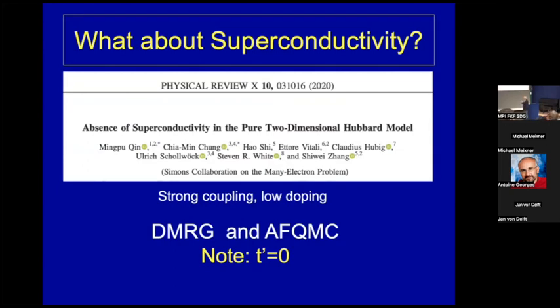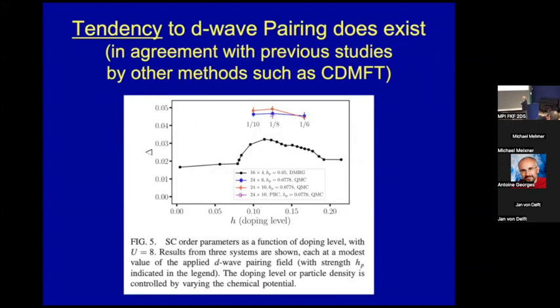So a couple of years ago appeared this paper, which is entitled Absence of Superconductivity in the Pure Two-Dimensional Hubbard Model. Absence here is an important word, and pure is another important word. Pure here, perhaps not the best adjective, is meant to mean T' equals 0. And absence is absence in most of the parameter space that was explored in that paper. And as you will see, there is still room for some discussion in some corners of that parameter space.